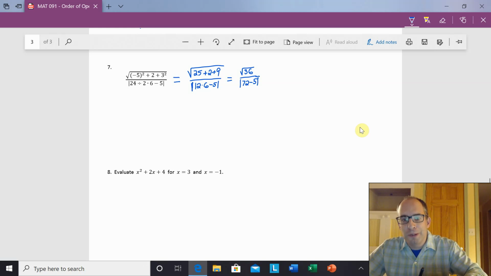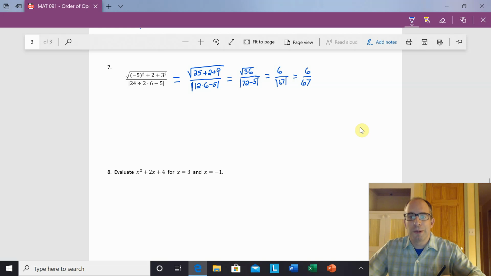All right, so the numerator is just 6, right? Square root of 36. So that's not too bad. The denominator is going to be the absolute value of 72 minus 5, which is 67. But the absolute value of 67 is just 67. So 6 over 67. Looks like is what we're going to end up with there.